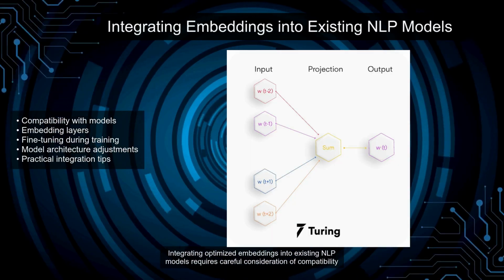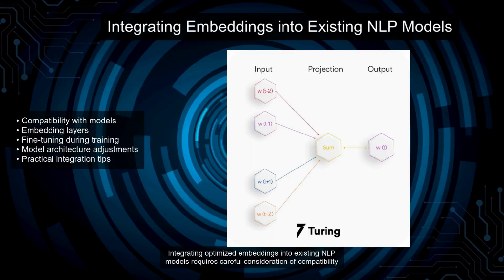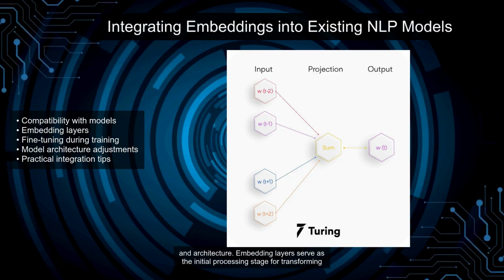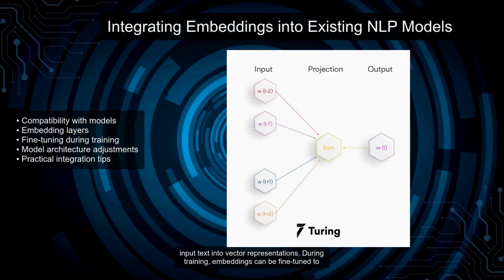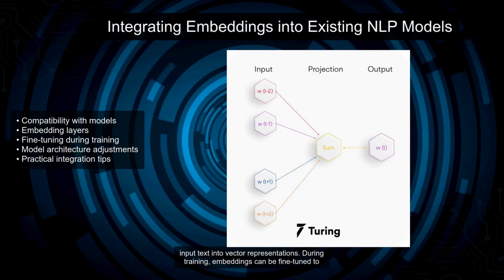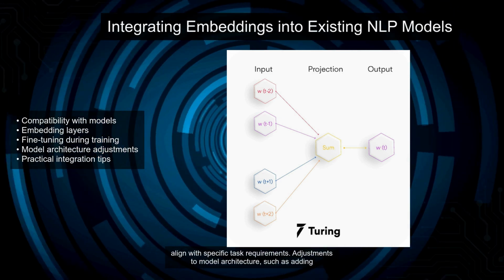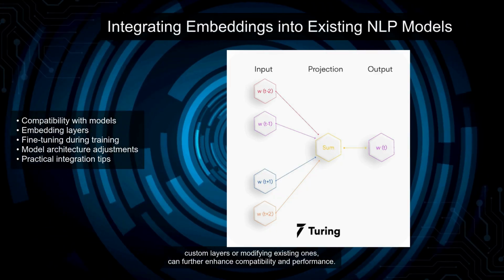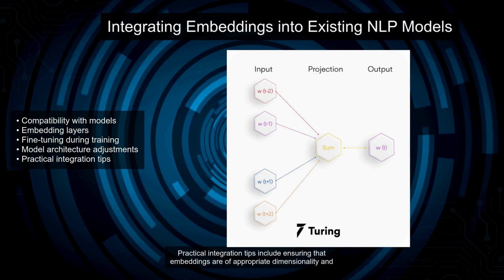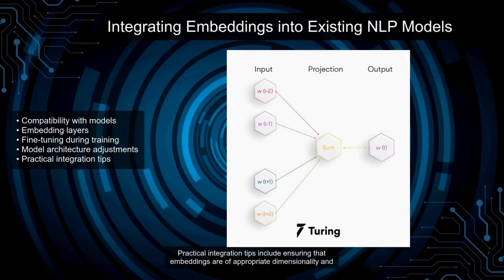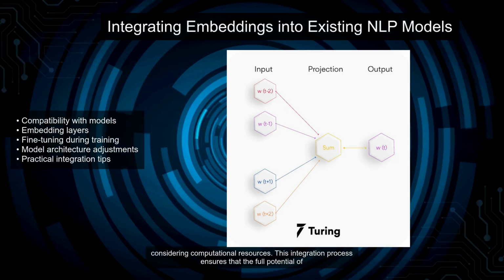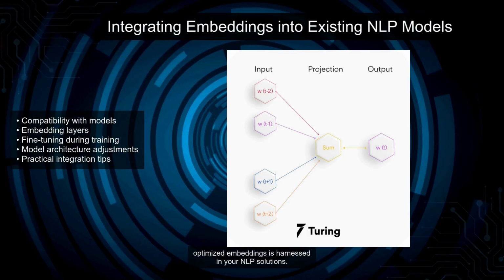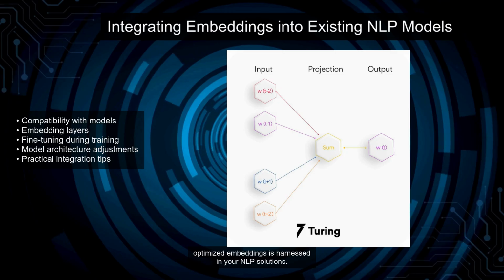Integrating optimized embeddings into existing NLP models requires careful consideration of compatibility and architecture. Embedding layers serve as the initial processing stage for transforming input text into vector representations. During training, embeddings can be fine-tuned to align with specific task requirements. Adjustments to model architecture, such as adding custom layers or modifying existing ones, can further enhance compatibility and performance. Practical integration tips include ensuring that embeddings are of appropriate dimensionality and considering computational resources. This integration process ensures that the full potential of optimized embeddings is harnessed in your NLP solutions.